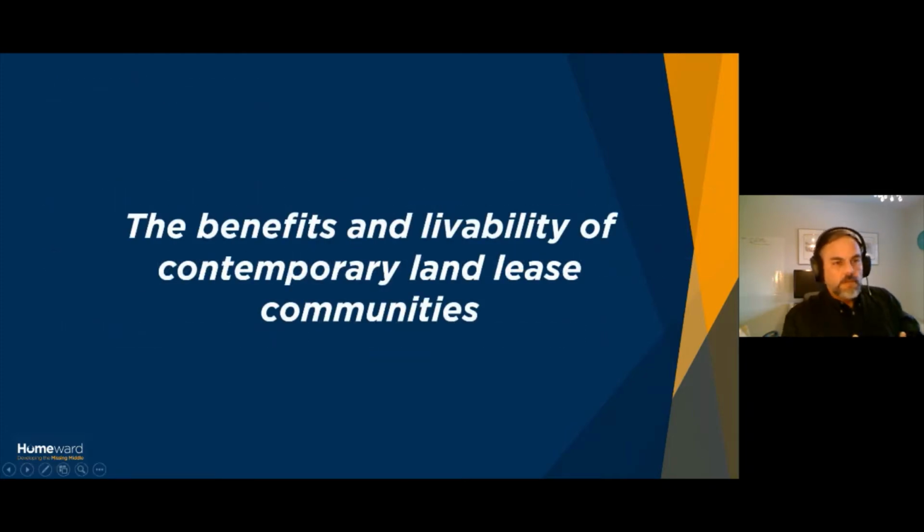So I'm going to show you some examples of the benefits and livability of contemporary land lease communities. Historically, land lease came out of trailer home parks, right? That was the first model of this, but now they are stick built homes: singles, semis, townhomes. This can also be done in other forms as well.